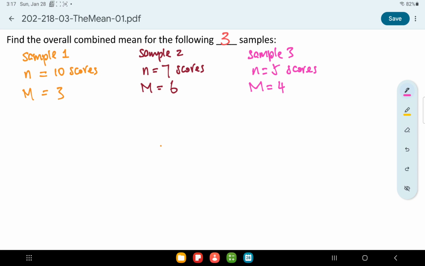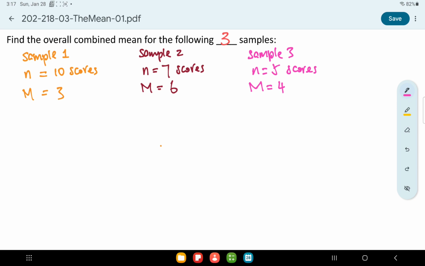So what we're getting at is that sample 1, we know the size, we don't know the individual scores. However, these 10 scores, the average of these 10 scores, the mean is 3. In sample 2, the mean for the 7 scores involved is a 6. And for sample 3, the mean of the 5 scores is 4. Okay? It is 4.